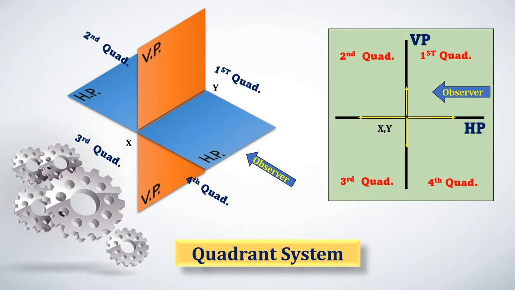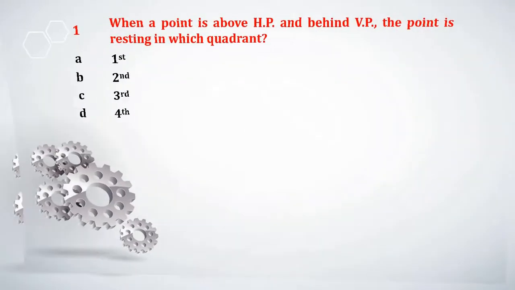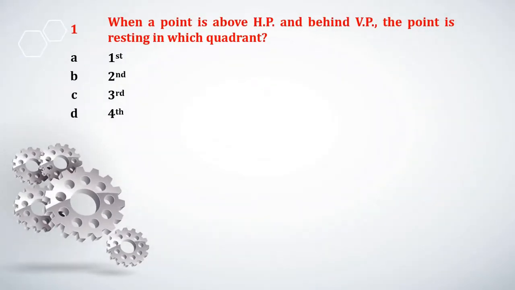So now moving towards the MCQs, the first question is, when a point is above HP and behind VP, the point is resting in which quadrant? So they have given us the position of the point and asked which quadrant that point lies in. Option A, first quadrant, option B, second quadrant, option C, third quadrant, and option D, fourth quadrant.